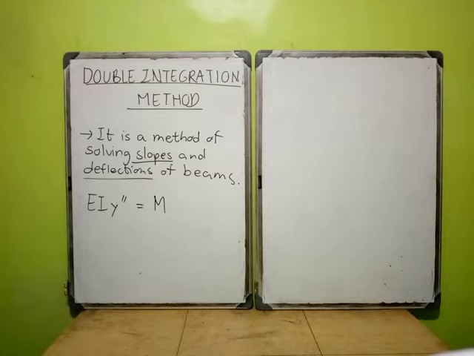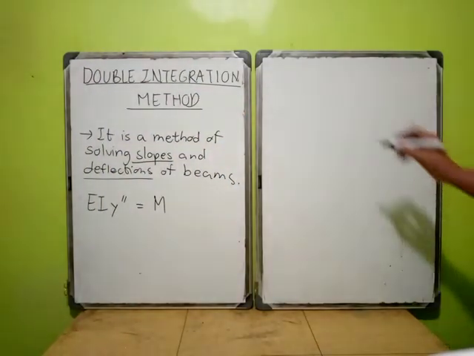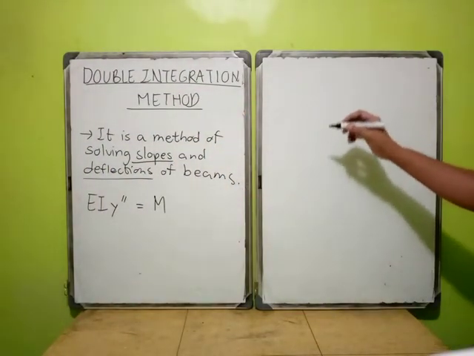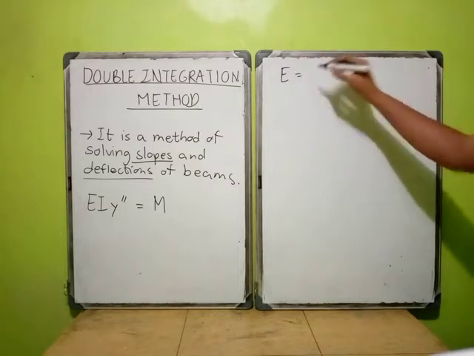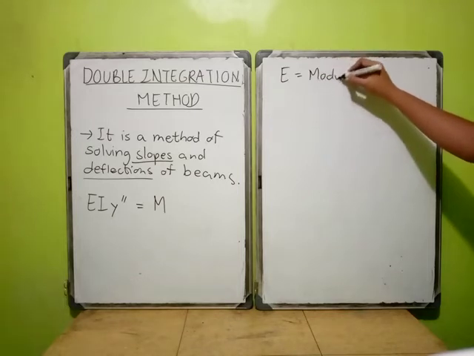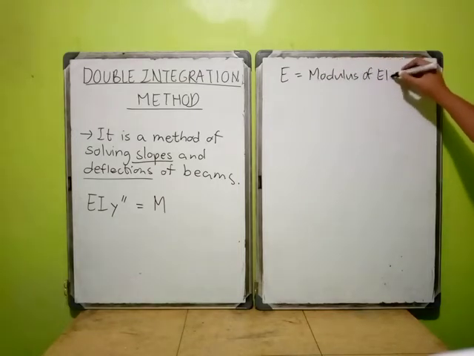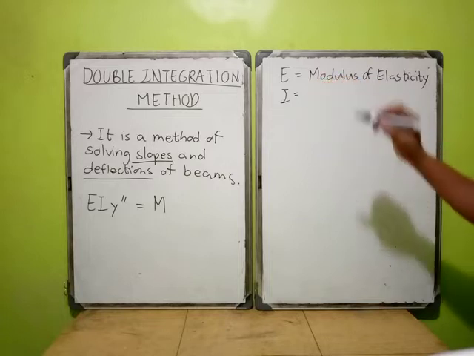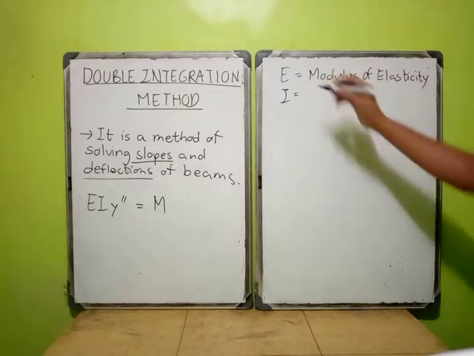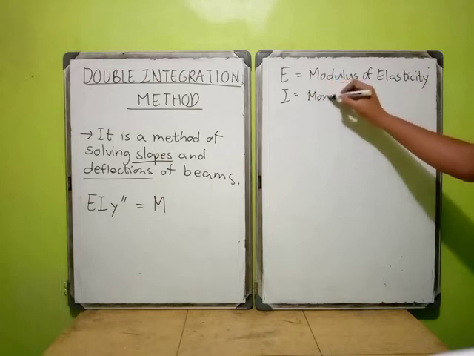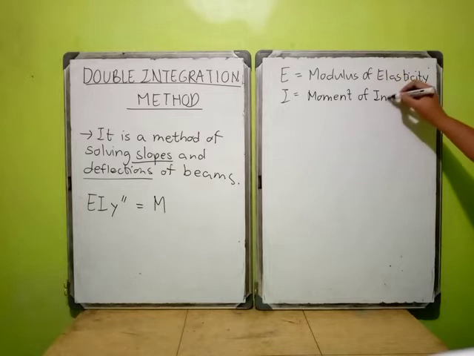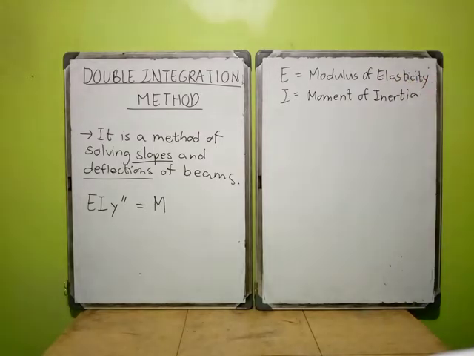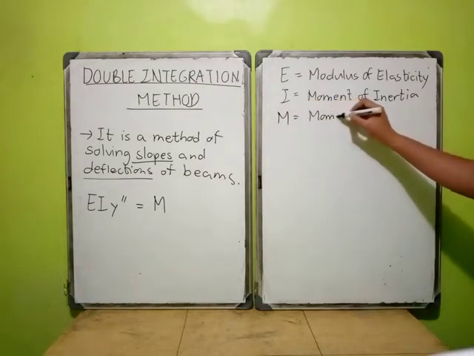Okay, so yan. Okay. So since, okay, so maybe mag-draw tayo. So ano bang significance nito? Okay. So pag sinabi nating E, ano yan? Modulus of elasticity. And then when we say I, it is moment of inertia. Okay? And then when we say M, it is the moment. Okay?